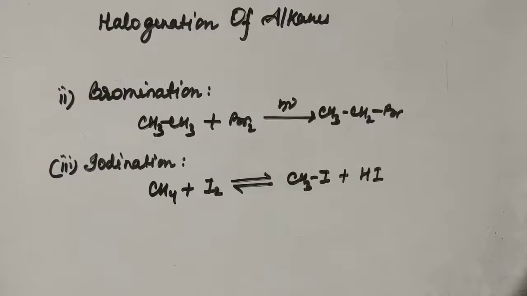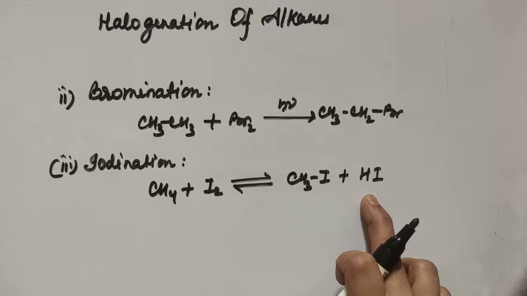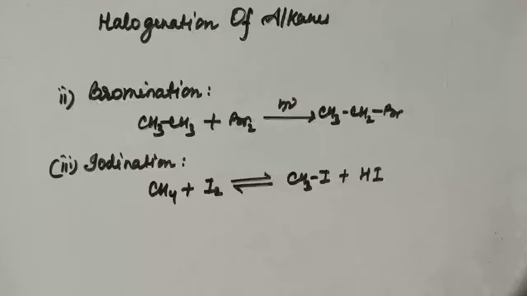This happens because the hydrogen iodide formed as a byproduct is a moderately reducing agent, and hence reduces the iodoalkane back to alkane. Understood? So, direct iodination of alkanes cannot be brought about.